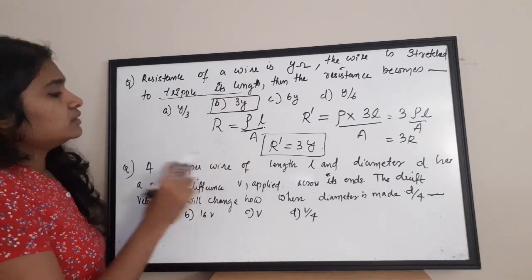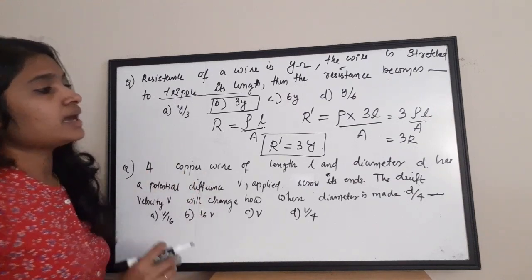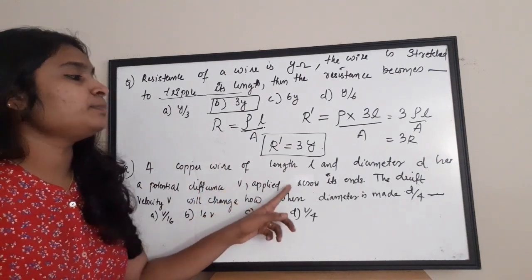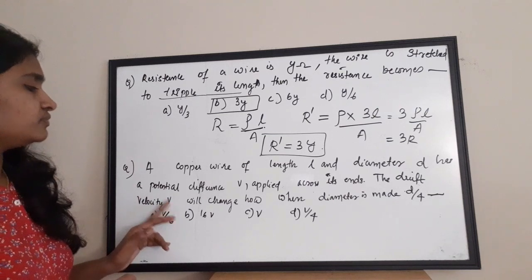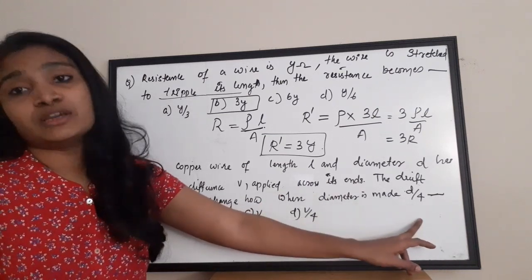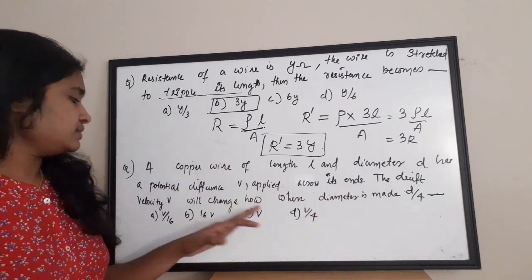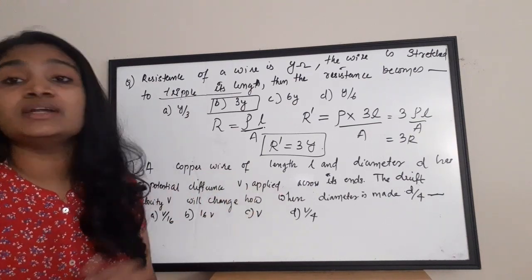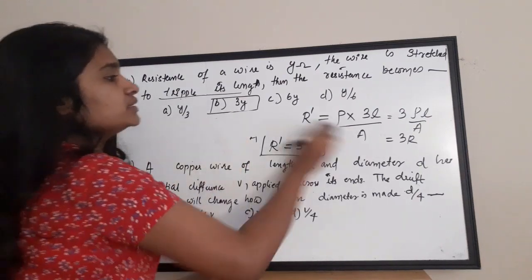Okay, next question. A copper wire of length L and diameter D has a potential difference of V applied across its ends. How will the drift velocity V change when the diameter is made D by 4? Here the drift velocity is V, and we need to find how it will change if the diameter is made D by 4. Okay, I'll remove it and I'll write it here.